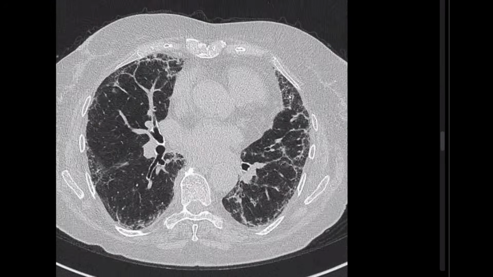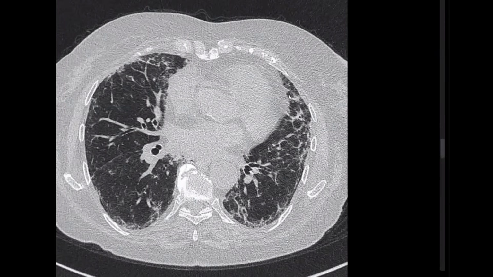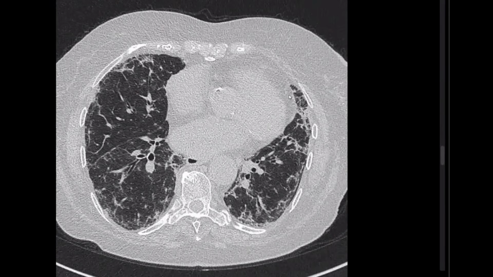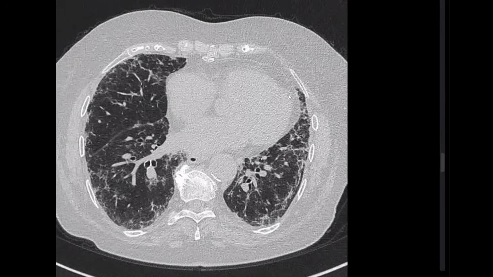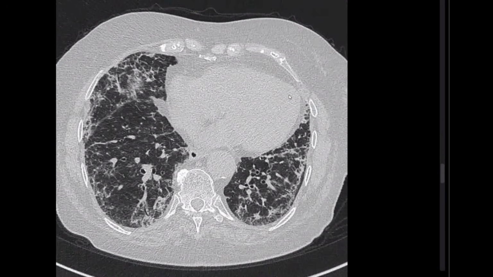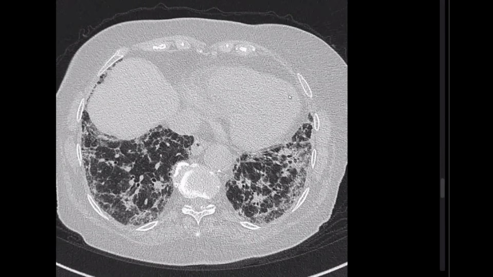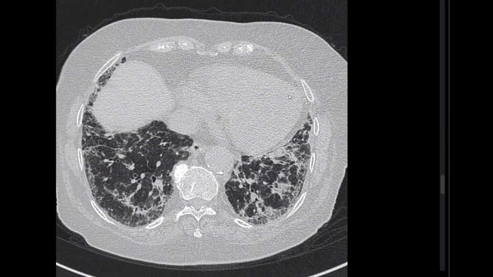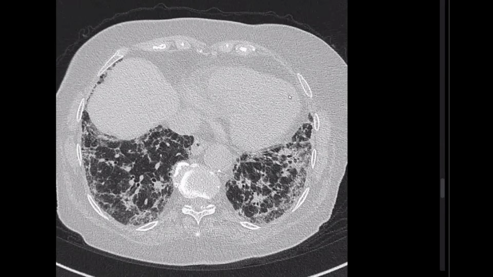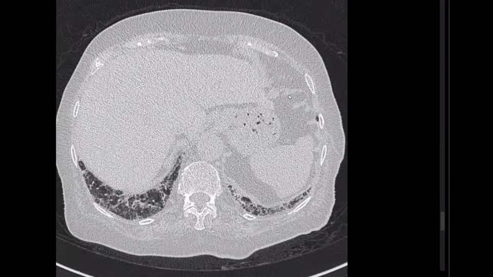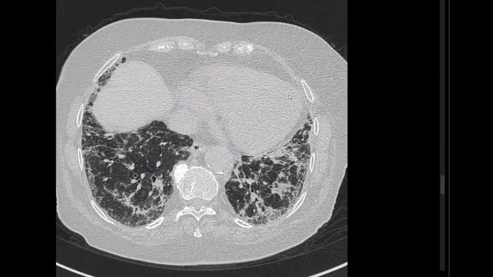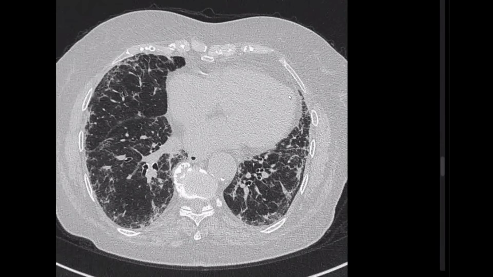I'm scrolling caudally, and there is some traction bronchiectasis also seen in the bilateral lower lobes, and there is some ground glass haze, but reticulation is more pronounced. There is no evidence of any pleural effusion on either side or any consolidation, and there is some subpleural sparing noted along the little bit. Okay.